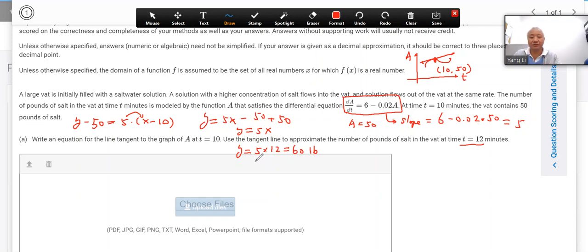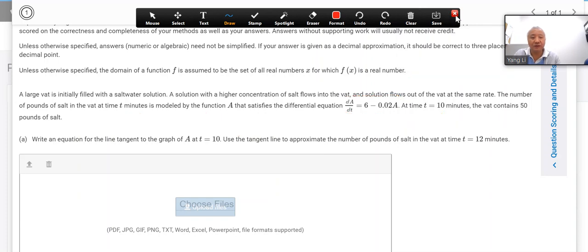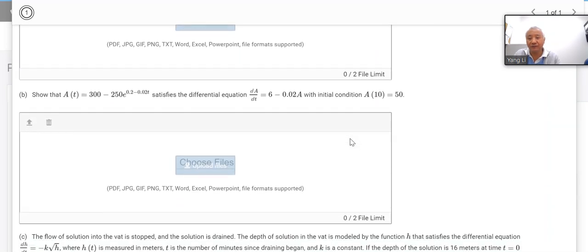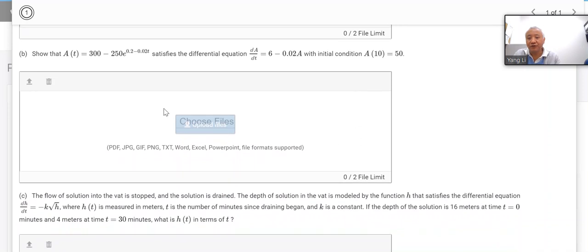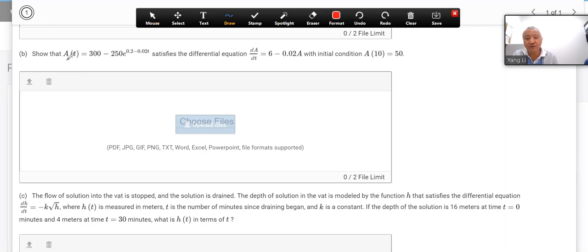So now let's go to part B. The B, they said here, show that this function satisfies the differential equation with initial condition A of 10 equals 50. In this question, they gave you the solution already. They just say verify if this one satisfies that.